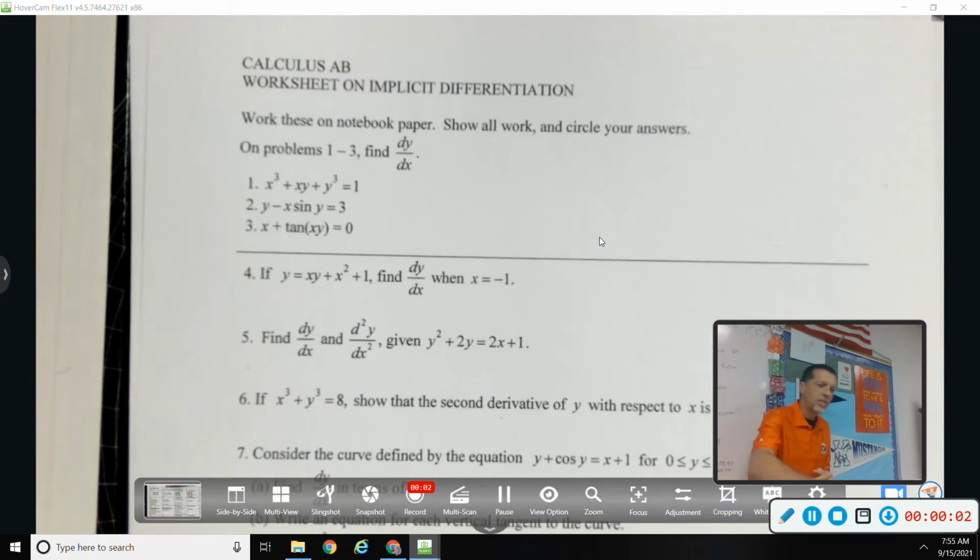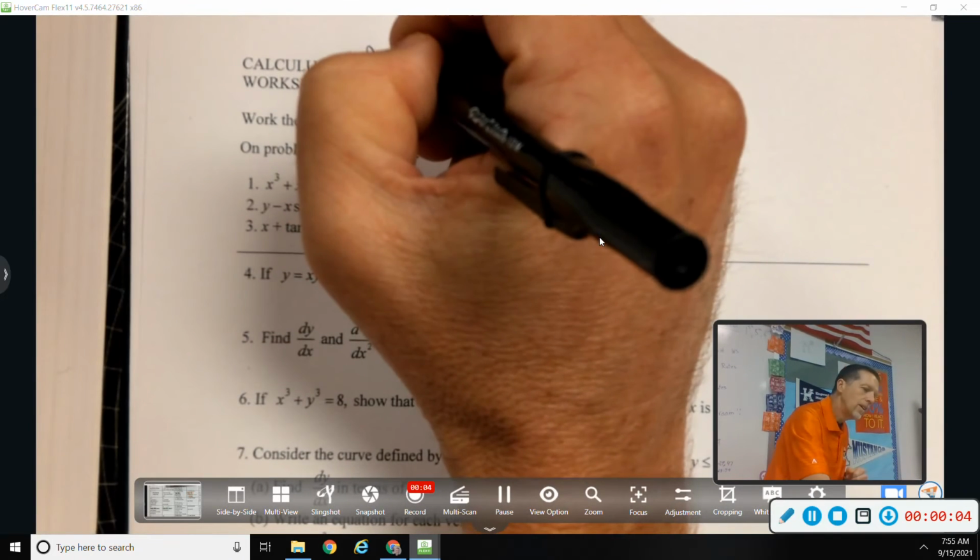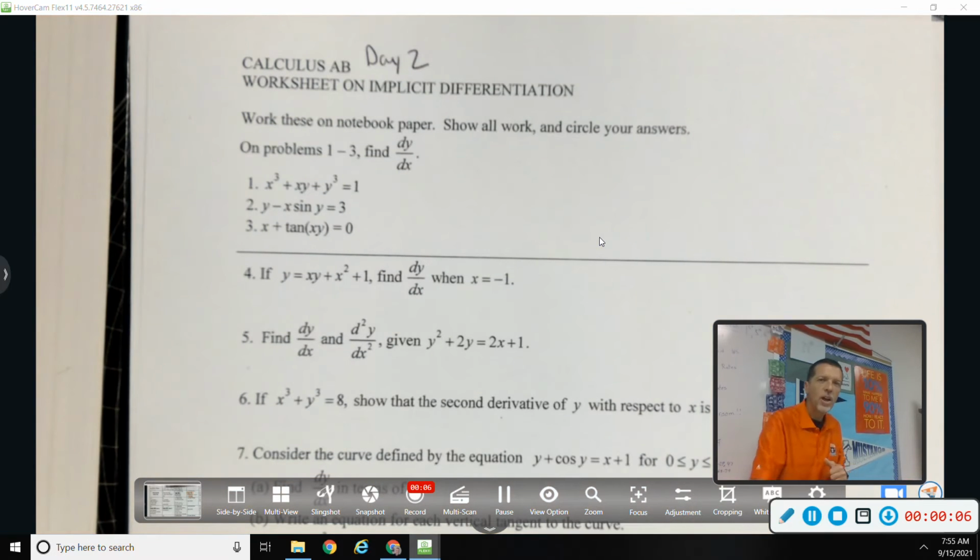So this is basically day 2 of implicit differentiation. More practice. Nothing new. I mean, the problems might be harder, but the theory is the same. So all we need to do is work some of these together.